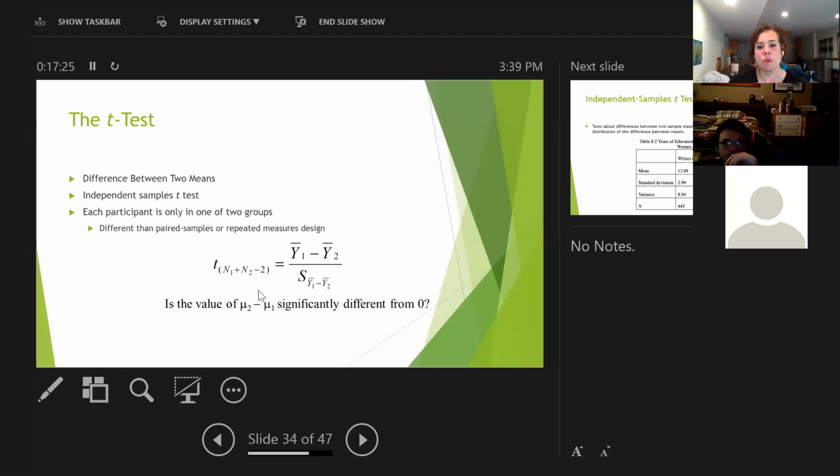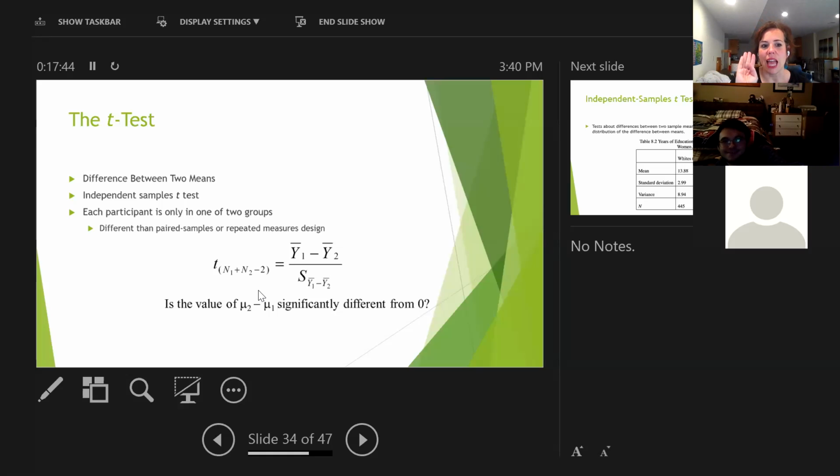So participants are only in one of the two groups. They're not going to be in both. This is different than a paired sample or a repeated measure design. I just need you guys to keep that in your back pocket. We'll talk about that later. A paired, yeah, I don't even want to get into it.